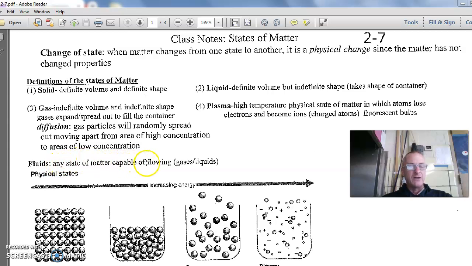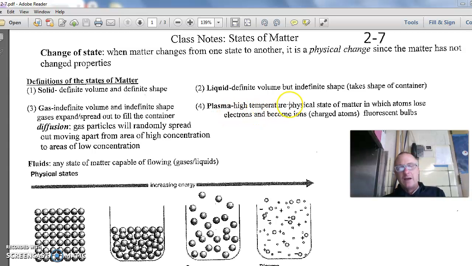Any state of matter capable of flowing. Truth be told, amorphous solids over time can flow as well, but solids in general are not considered to be fluids. A fourth state of matter that we deal with in chemistry is plasma.